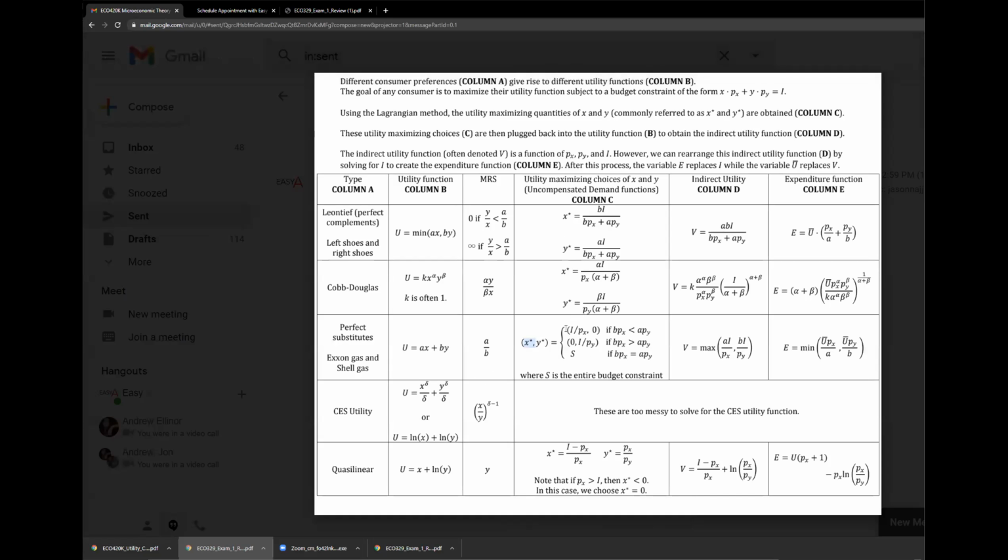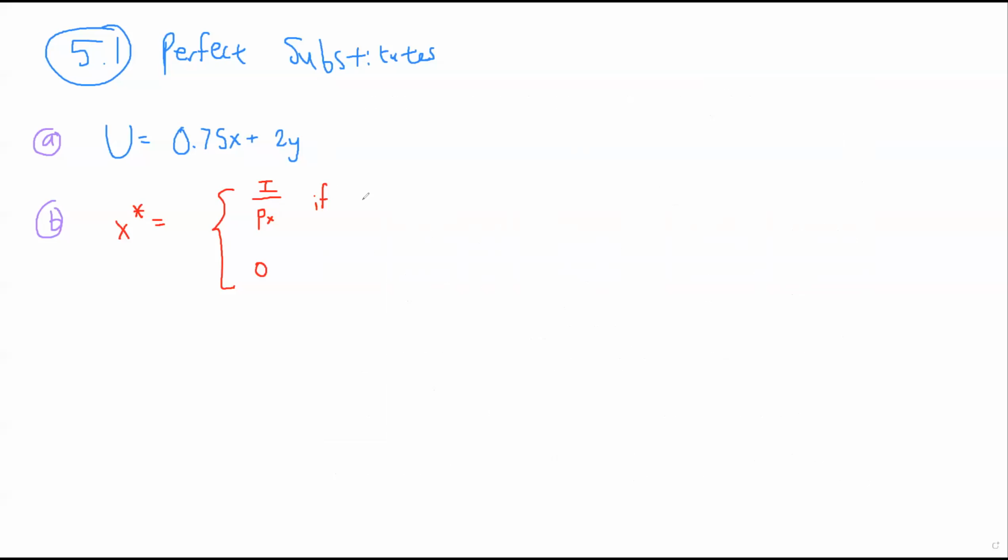X star equals I over PX if BPX is less than APY. In this case, B is 2 rather, and my value of A is 0.75 according to the function that I created. So again, I'm just using my cheat sheet. If 2PX is less than 0.75 PY. But it's 0 if the other way around. If 2 times the price of X is bigger than 0.75 times the price of Y.